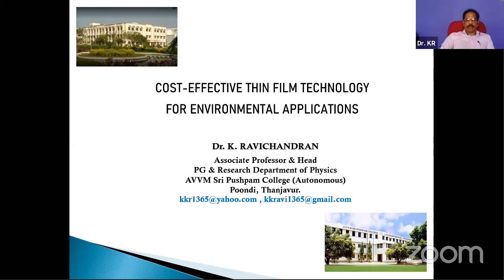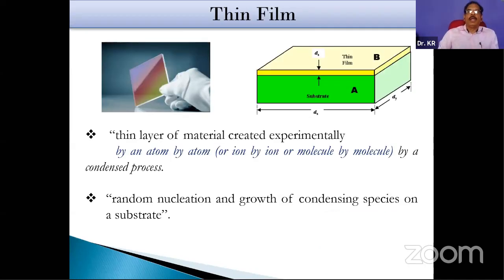The title of this webinar is Cost-Effective Thin Film Technology for Environmental Applications. We are going to discuss what are thin films, how they are prepared, how they are characterized, what are the applications of thin films, and a detailed discussion on a specific application called photocatalytic dye degradation.